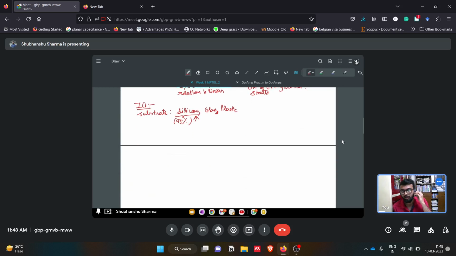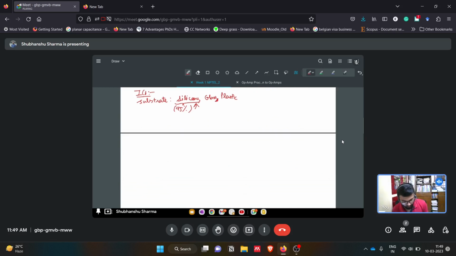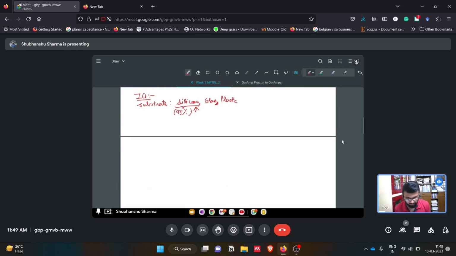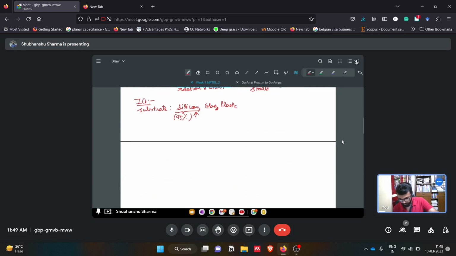amp circuits, how we can practically implement them, and use these op amps to realize some basic functionalities, and how these op amps can be used in our daily lives as a sensor. So now we will be talking about op amps.